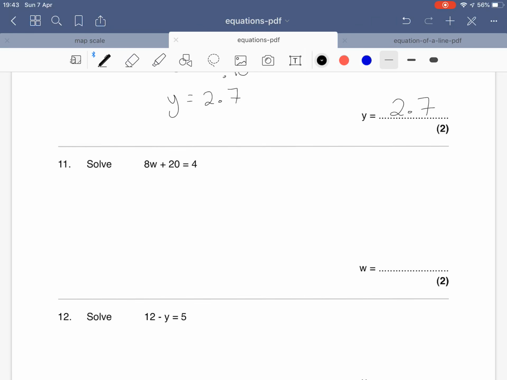Okay, next one we've got 8 times w. Then I'm adding 20 and I'm left with 4. So I want to do the opposite of adding 20, so I want to take 20 away. So I'm left with 8w is, we're going to have a minus here because 4 take away 20 is minus 16. So then 8 times what is minus 16, so w is going to be minus 2.